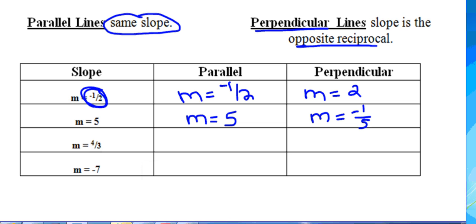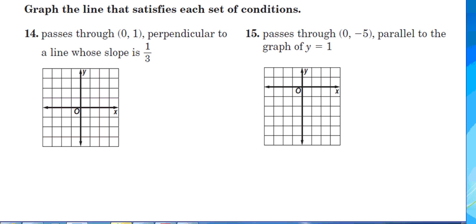Once you've finished watching the video, you're going to want to finish your 2-3 worksheet, including number 14, 15, and the word problem at the very end, number 16, from your 2-3 worksheet.